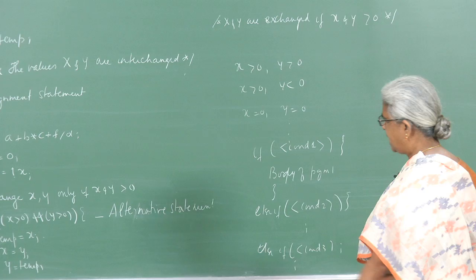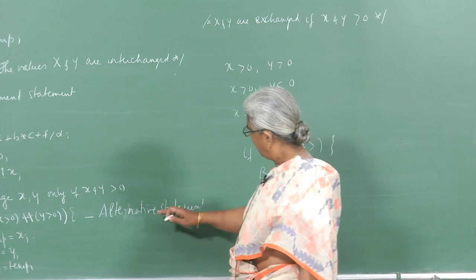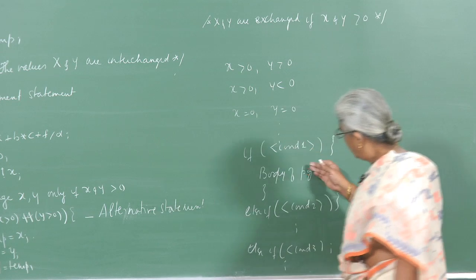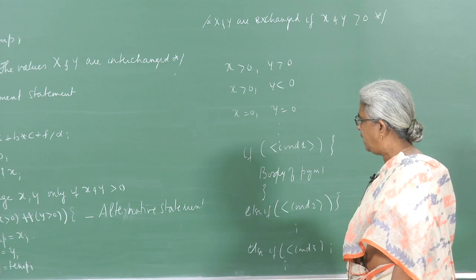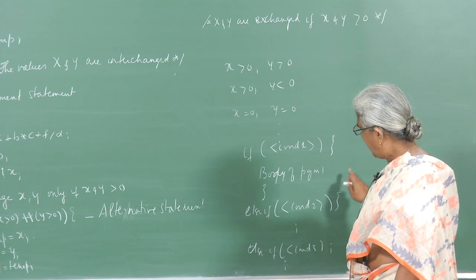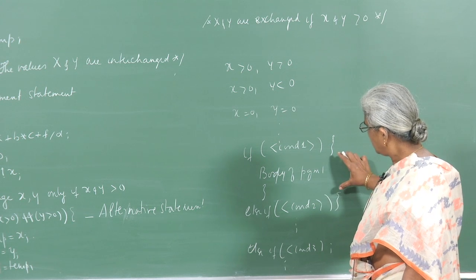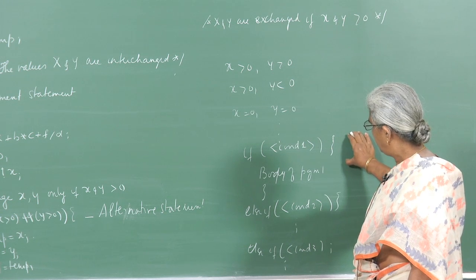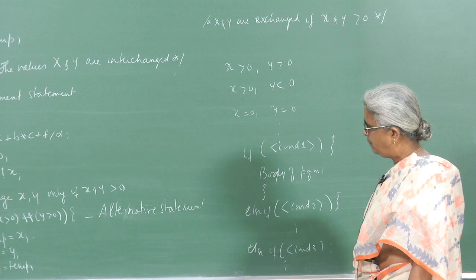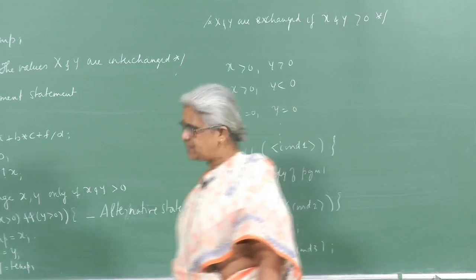So the alternative statement is a very powerful statement using which you can satisfy a large number of conditions that may be there on the input data. Notice that, and what I will advise you to do is, for every small piece of code, write what is the input condition, what is the output condition. Okay. So this is the alternative statement.